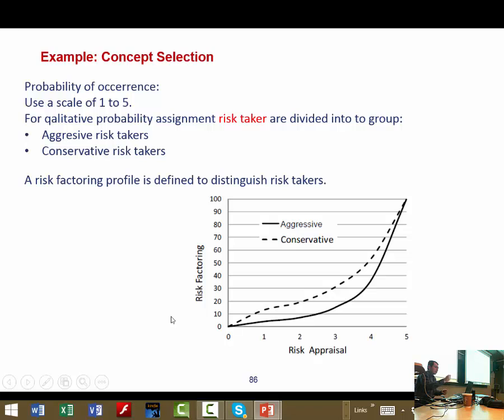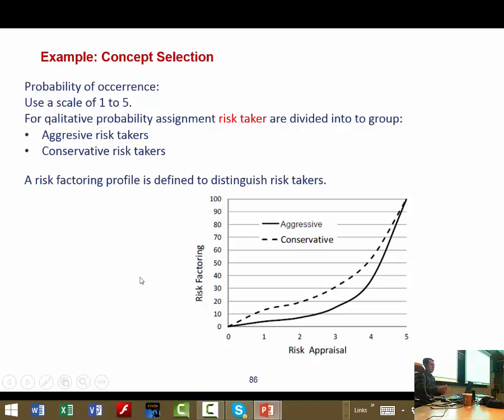And then you should assign probability for each of the risk or failure modes, which we have here. We have a weighting system of 0 to 5. The 5 means it's quite often happen, and 0 means it never happens.